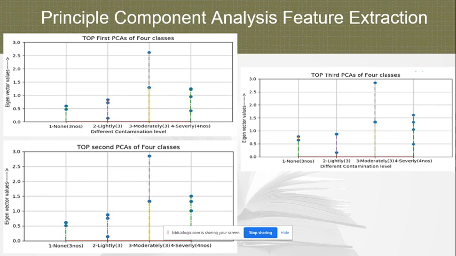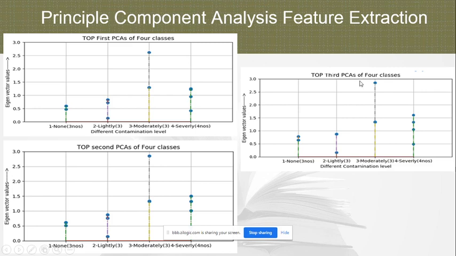I derived principal components for all the 13 images. The first figure shows the top first principal components of all 4 classes. The first class is non-contaminated river water, the second is lightly contaminated, the third is mildly contaminated, and the fourth is severely contaminated river water. The second figure shows the second highest principal component of all 4 classes, and the third shows the third principal component of the 4 classes.